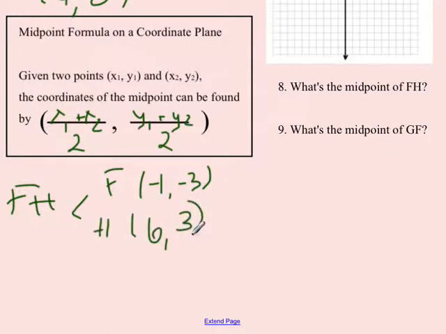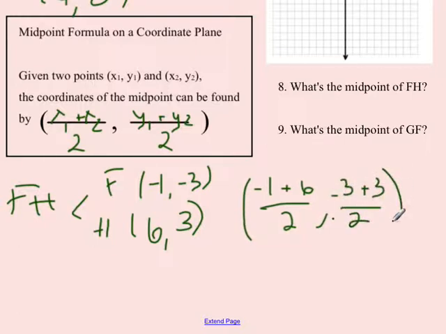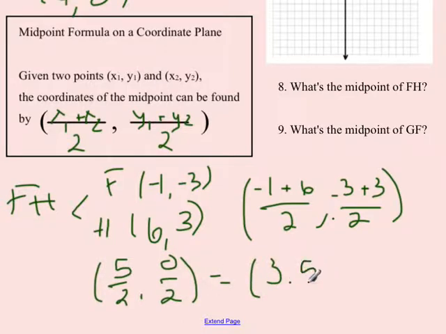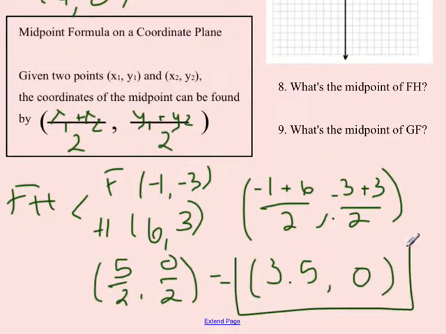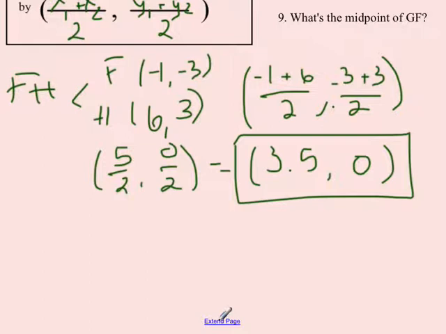So now to calculate out the midpoint, I'm going to add the x-coordinates. So -1 plus 6 divided by 2. Then I'm going to add the y-coordinates, -3 plus 3 divided by 2. So then what I end up getting is 5 divided by 2 and 0 divided by 2. Well, 5 divided by 2 is 3.5, and 0 divided by 2 is simply 0. So the midpoint of those 2 points is 3.5 and 0. If you were to plot that point, it should be exactly in between those 2 points.